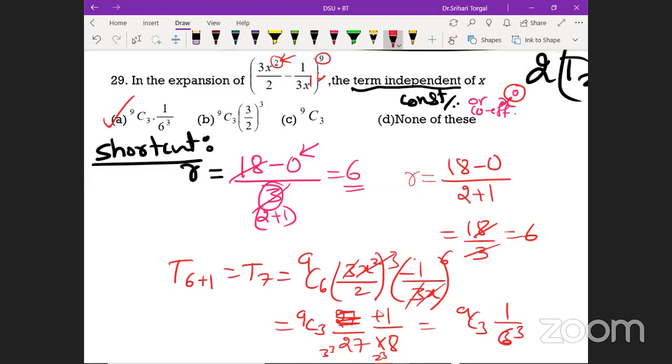Now, how is it 7C6? You have to take the n value. This n value is, you have to take, right?